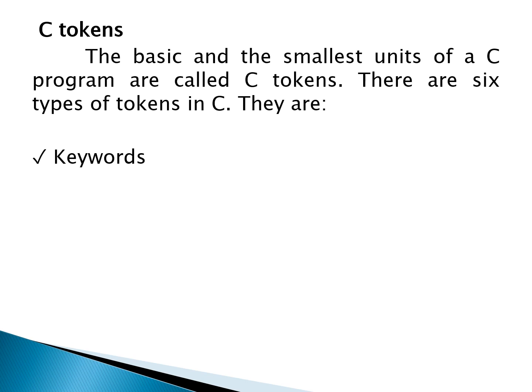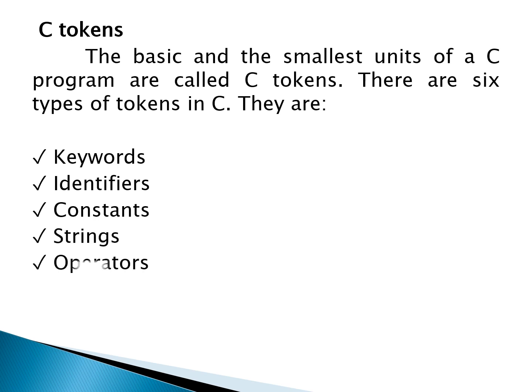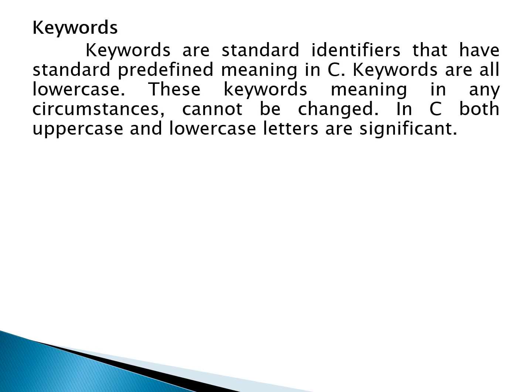Those are keywords, identifiers, constants, strings, operators, and special symbols. These are the different types of C tokens present in the programming language. So the first token is keywords.